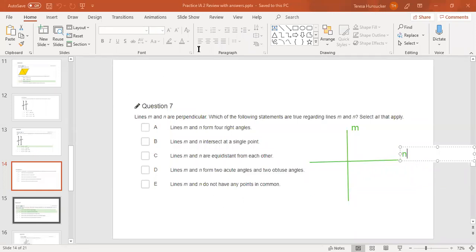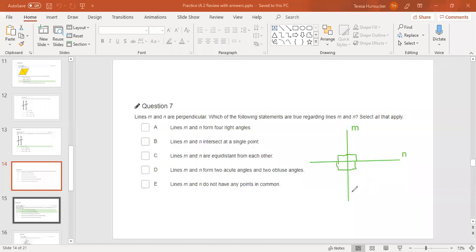All right, so let's go through our choices. It says, which of the following statements are true regarding lines M and N? Lines M and N form 4 right angles. Well, the only way you'll know they're perpendicular is if I use a square to indicate these lines intersect at right angles. And vertical angles are congruent, making this angle also 90 degrees. And we also have linear pairs, which are supplementary.